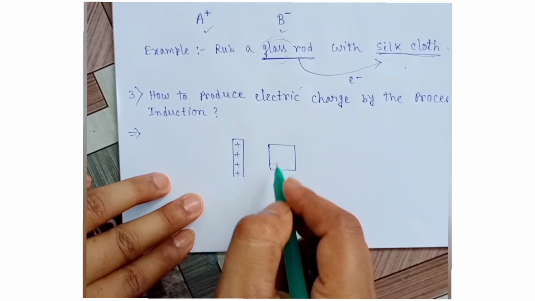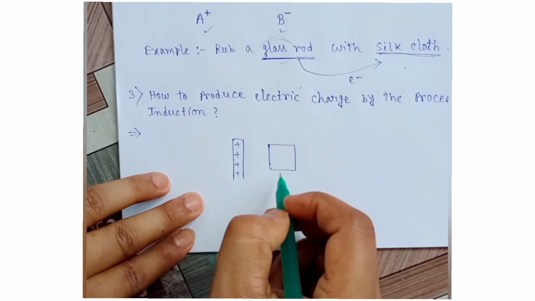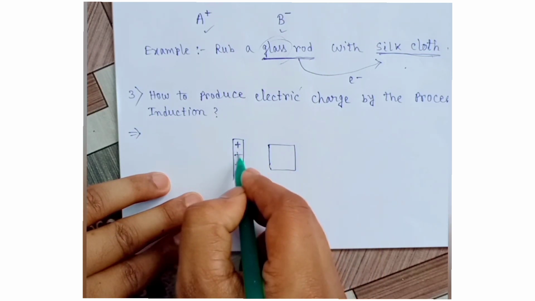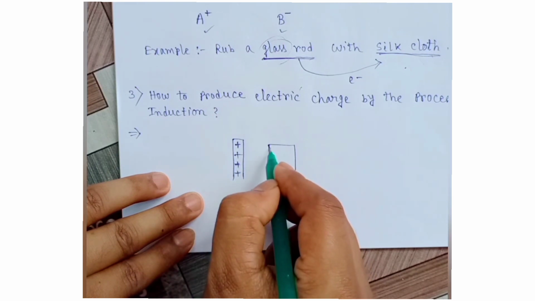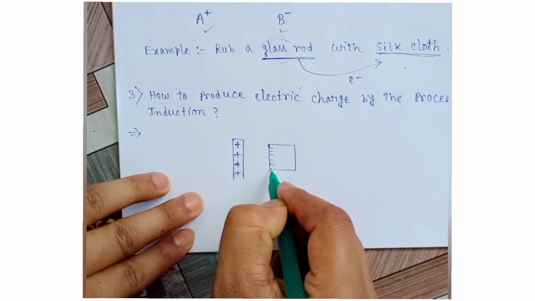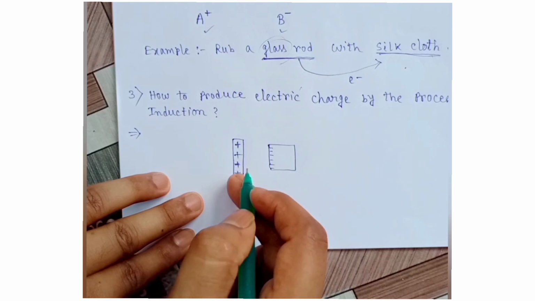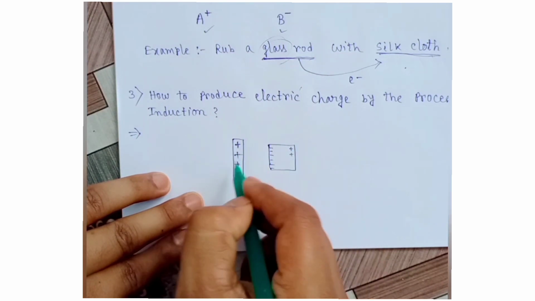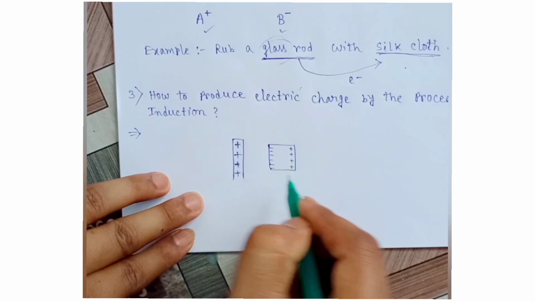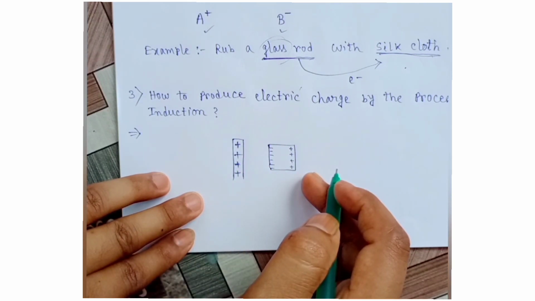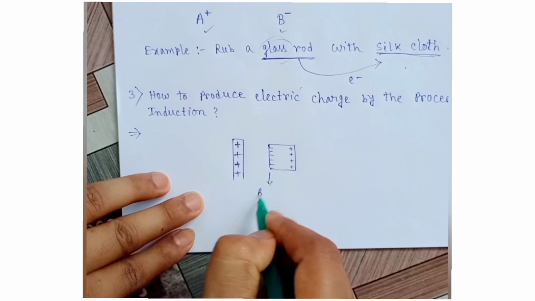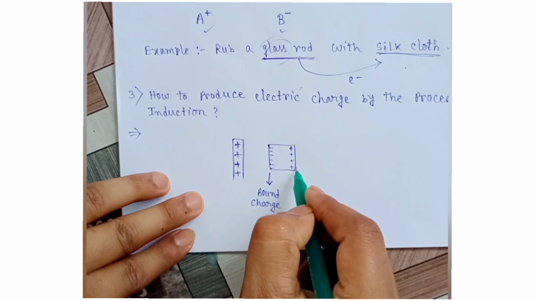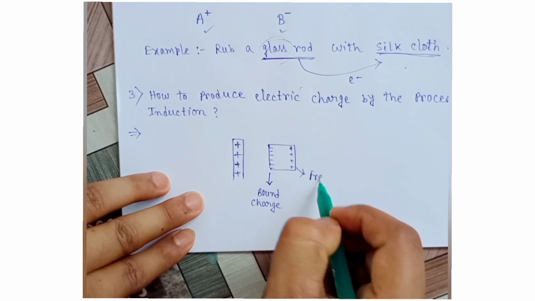This neutral object is to be charged. Now the neutral object has both positive and negative charge inside it, and the positive charge of the rod will attract the opposite charge. That means negative charges will be induced at the part of the neutral substance nearest to the charged rod, and like charges, that means the positive charge, will be repelled to the further part. This charge is called bound charge, and this is called free charge.